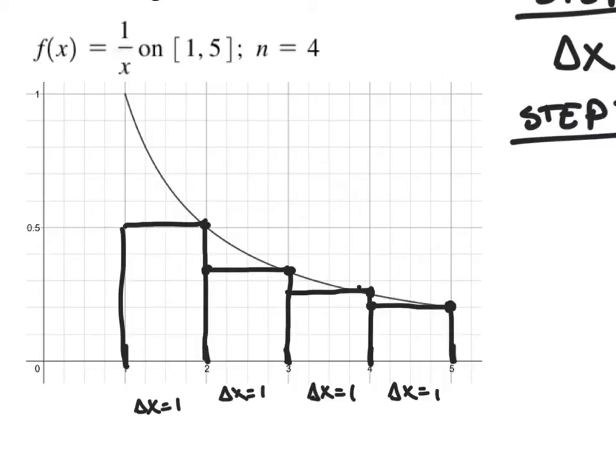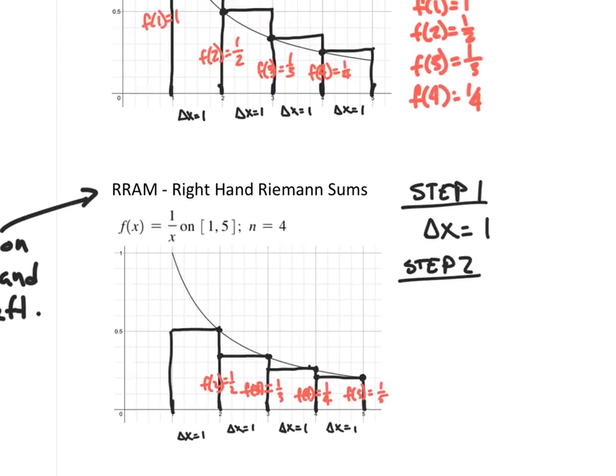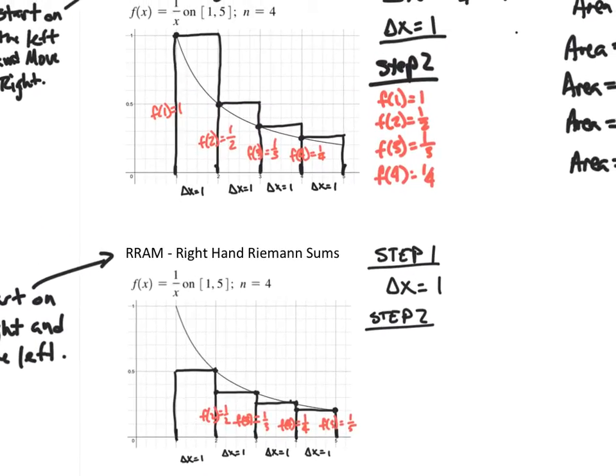But we want to find the heights of them. Now the height of the one on the far right is f of 5, so f of 5 is equal to a fifth, and then all the other ones fall in place. So f of 4 is equal to a fourth, f of 3 is equal to a third, and f of 2 is equal to a half. Now we don't have f of 1, we don't have this rectangle here.